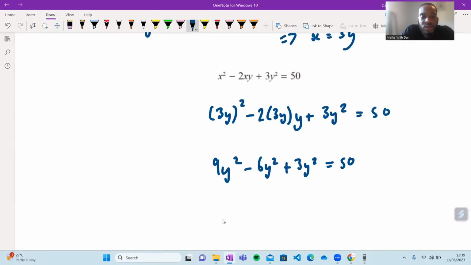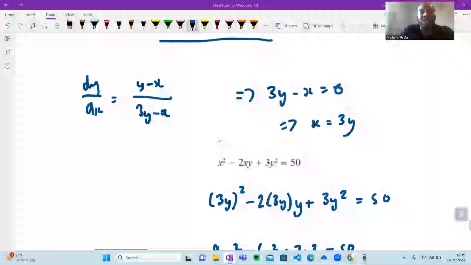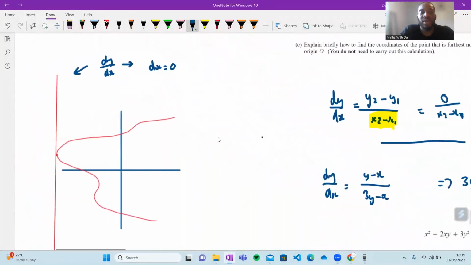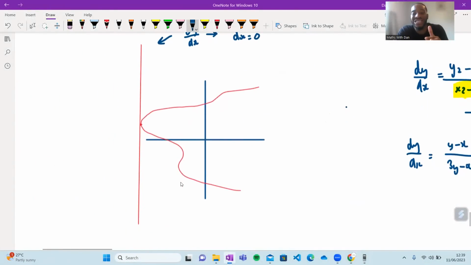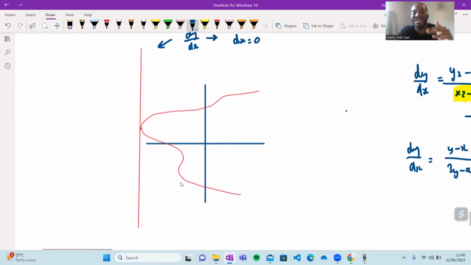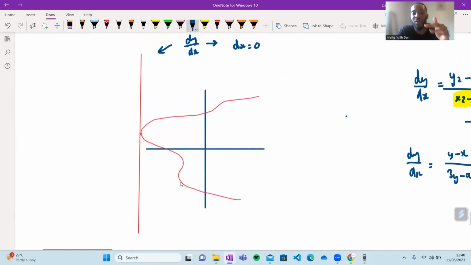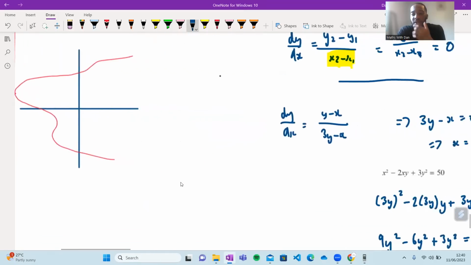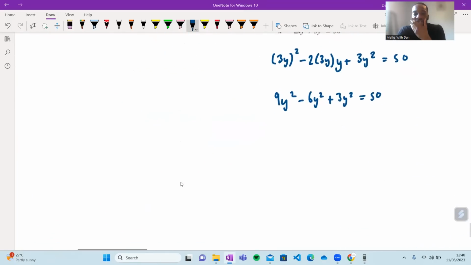Let me just check the chats to make sure. Why is the denominator 0 for the vertical tangent? Because that's where the tangent line is vertical, right? The denominator is 0 because there is no change in x at this point. So the denominator of your fraction for dy/dx is 0. If anybody needs it, I'll explain that again in the chat maybe as well.